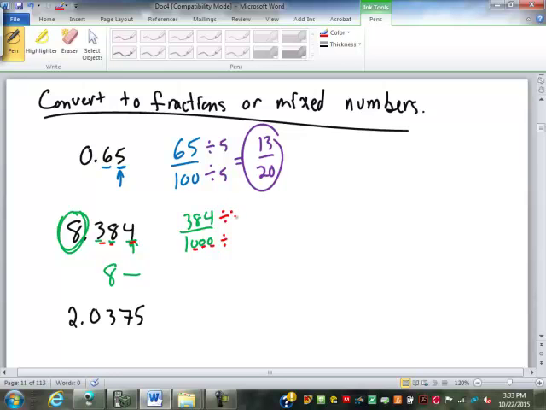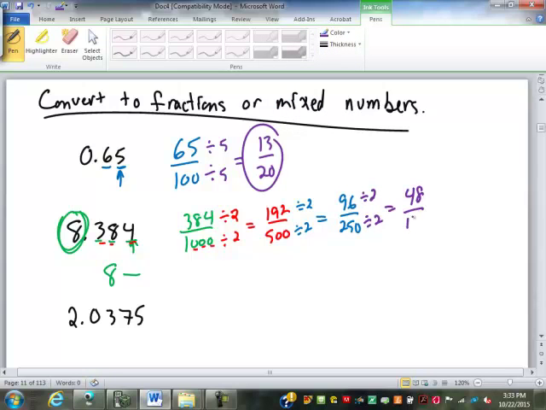What's that? Okay, what can they both be divided by? Okay. Well, they're both even. Let's start with that. They can both be divided by 2. Give us 192 over 500. Then what? Okay, they're both still even. So what's that? 96 over 250. And then? Once more? Okay.